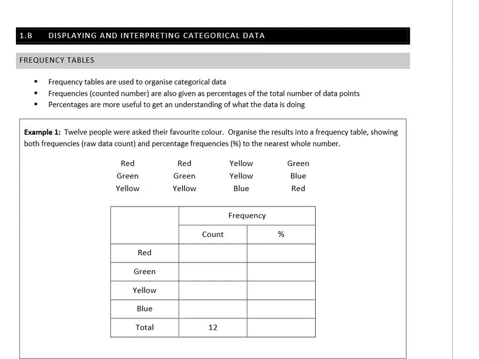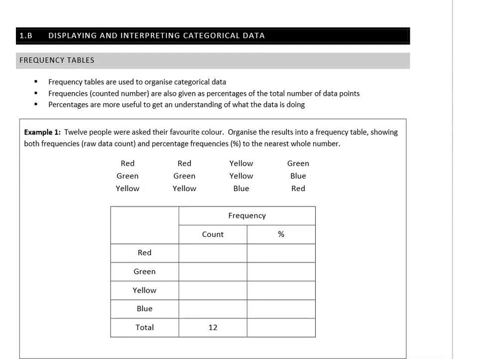Hi guys, this video will be going through the notes section for displaying and interpreting categorical data. So much of this section will be revision for some of you, but most of us might need a bit of a reminder. So just working through the couple of examples here and giving you some pointers.